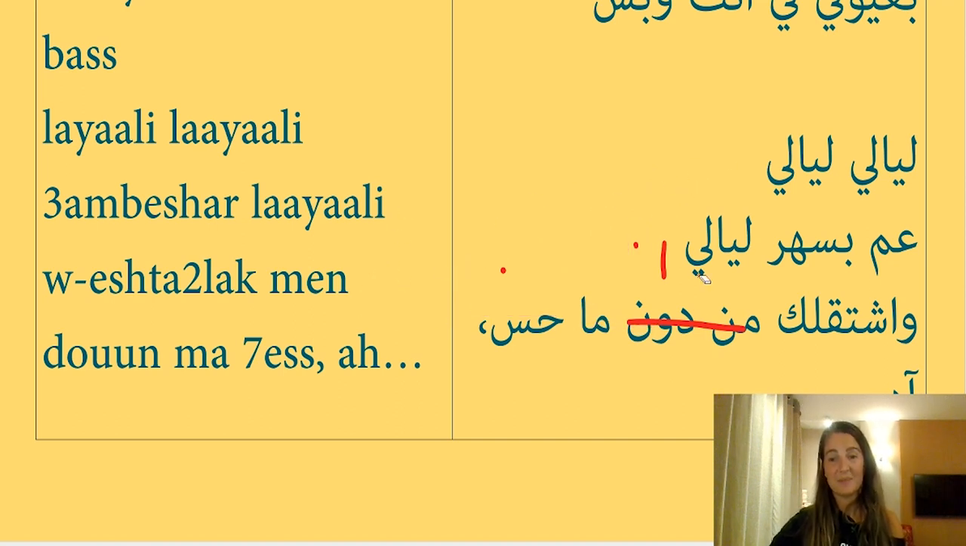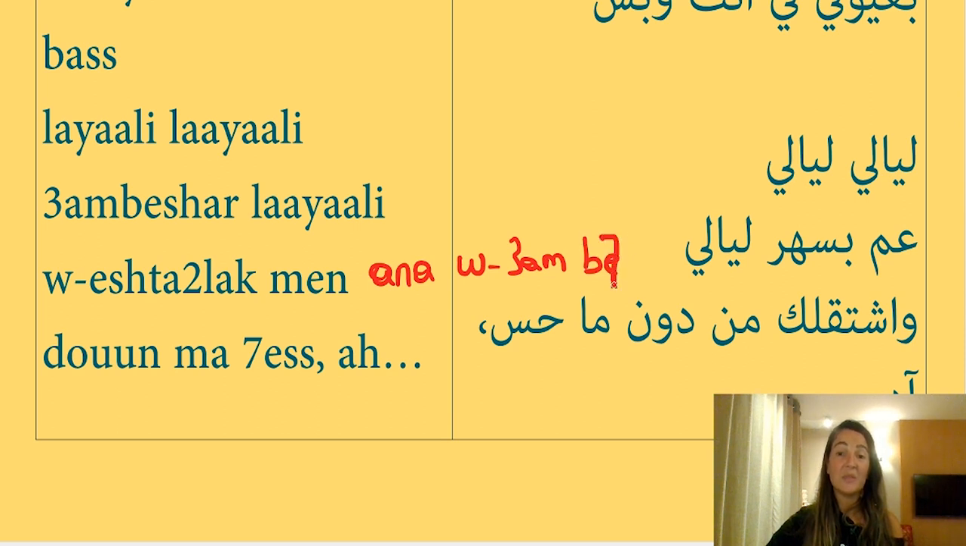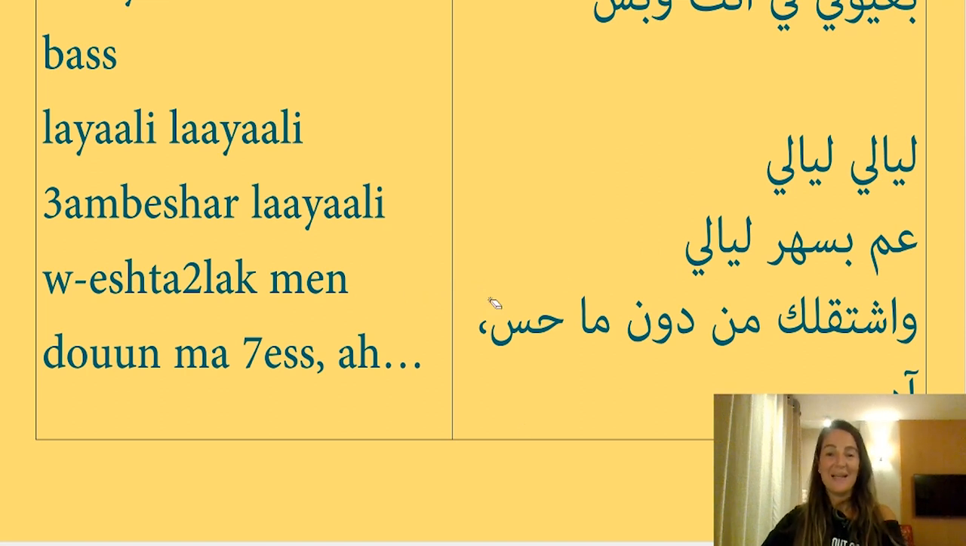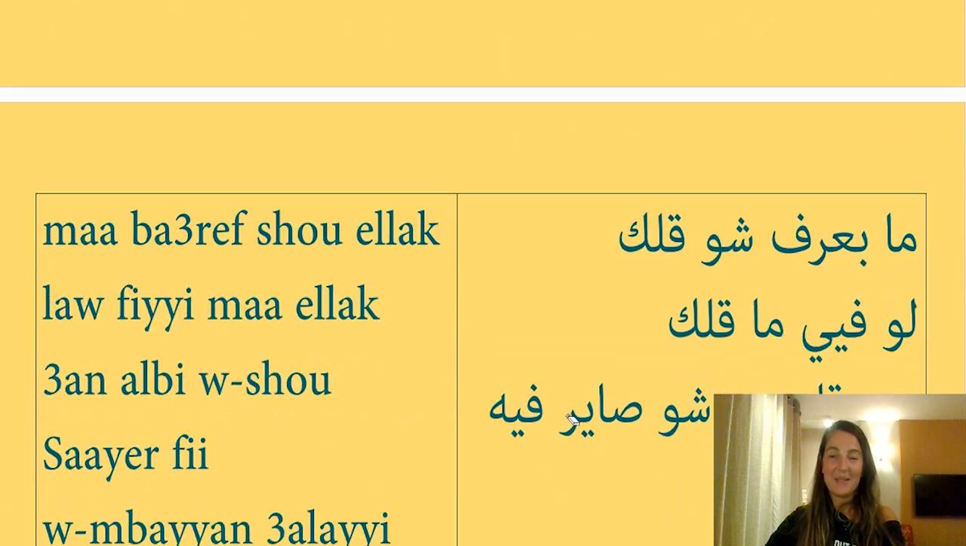أنا وعم بحس. Okay, let me write it with Roman letters as well. So it's أنا وعم بحس. So every time from now on, when you see this wow, immediately after the pronoun, before the عم, think of it as while and not and. Okay? Okay, yalla, let's continue and do the last passage.